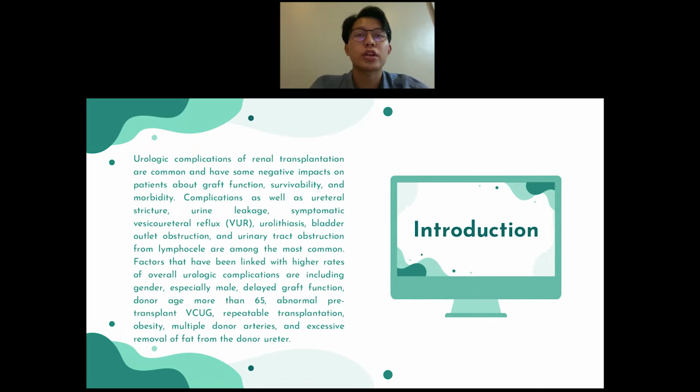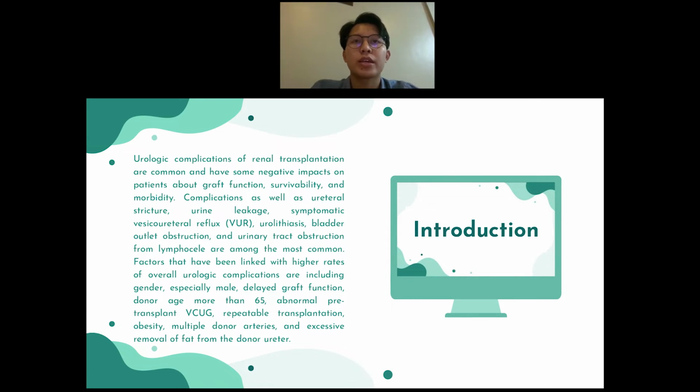Okay, for the introduction, urological complications of renal transplantation are common and have some negative impacts on patients, both graft function, survivability, and morbidity. Complications such as ureteral stricture, urine leakage, symptomatic vesicoureteral reflux, urolithiasis, bladder outlet obstruction, and urinary tract obstruction from lymphocele are among the most common.